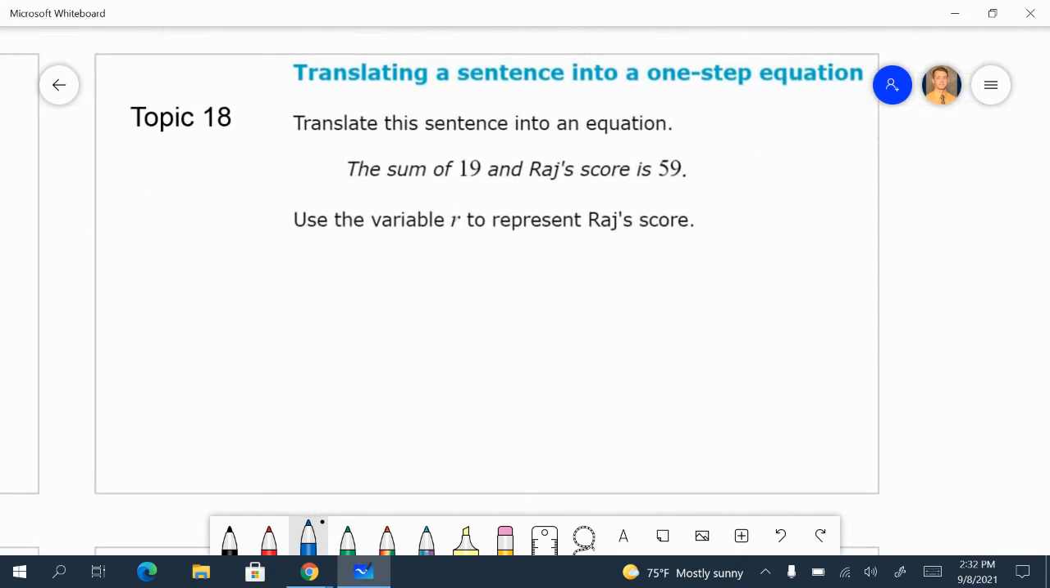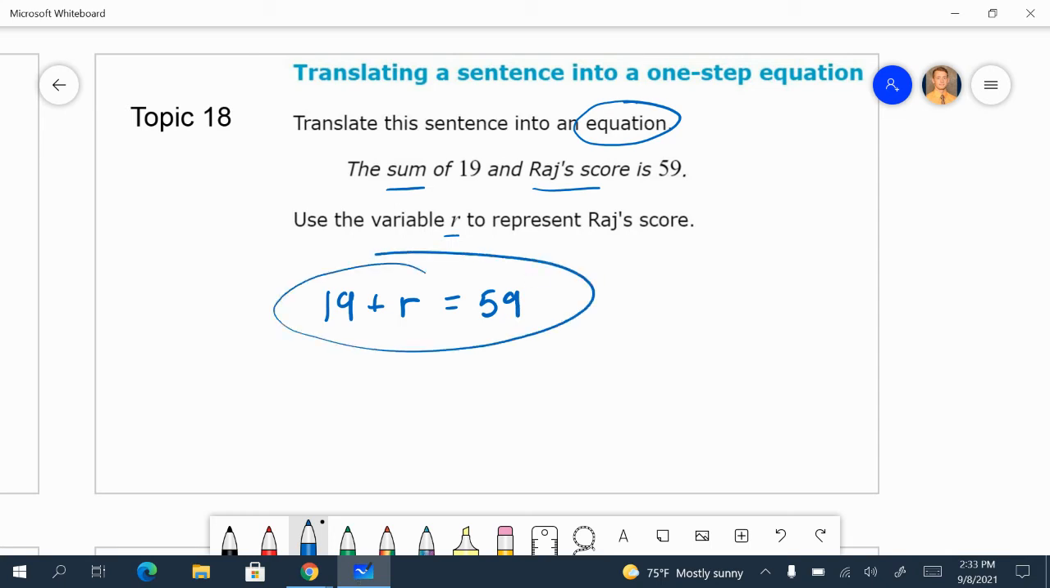Topic number 18. So same idea here. We're going to translate this into, this time though, an equation. So we're going to have an equal sign in this. Now it says the sum of 19, I know sum means addition, so the sum of 19 and Raj's score is 59. We don't know his score, so we are going to just give it a variable. We'll go with n this time. Oh, nope, I'm sorry, I didn't read. They want r. We got to be careful with that. Even if you're doing this on Alex, they're going to want you to use the variable r, so we got to read the directions. So r is his score. The sum of those two equals 59. So that is your final answer for number 18.